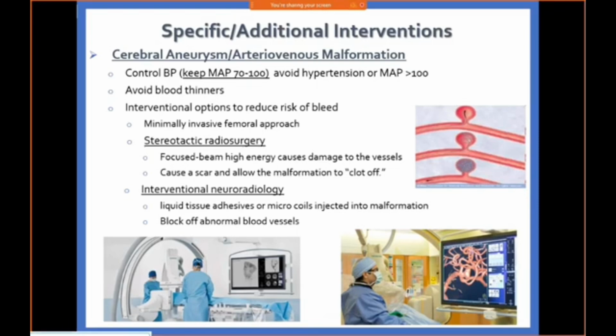We want to avoid any blood thinners, and then there's a couple of interventional approaches where they can go in. It is an interventional procedure, a femoral procedure, and they will inject things to sclerose or clot off those aneurysms or malformations to prevent them from bleeding. A lot of times the only time they find them is after they've burst. So again, if you're having localized symptoms, they will go in and do a couple of interventions to clot off or fix those abnormalities so they don't bleed.